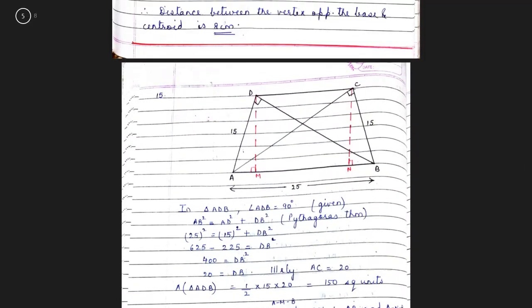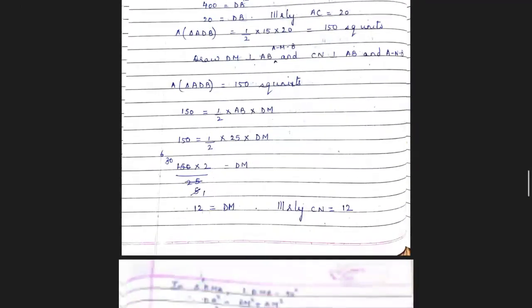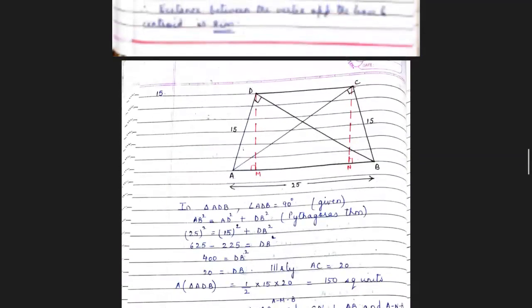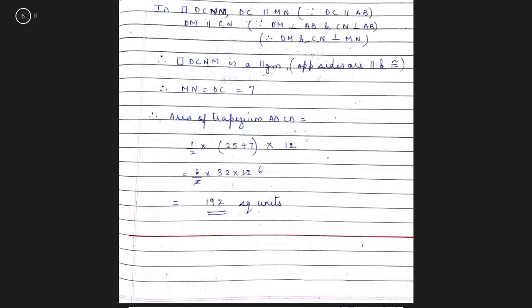Now, I have a trapezium wherein AB is 25, DC is 7, and the height is DM as well as CN, which I have found out as 12, isn't it? Therefore, I can easily find the area of the trapezium: half into the sum of the parallel sides into the height. So half into 25 plus 7 into 12, answer 192 square units.